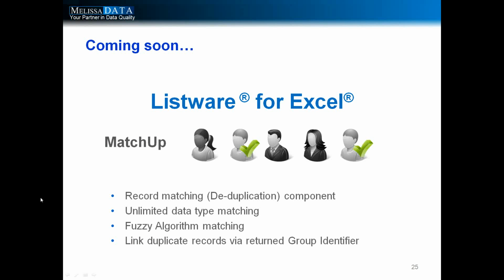Also in development is a Listware version of our flagship deduping engine, Matchup. That allows you to determine whether records in your database are indeed the same contact according to the criteria you apply. And what's nice about that, we return a link group identifier to help you identify which records actually matched.